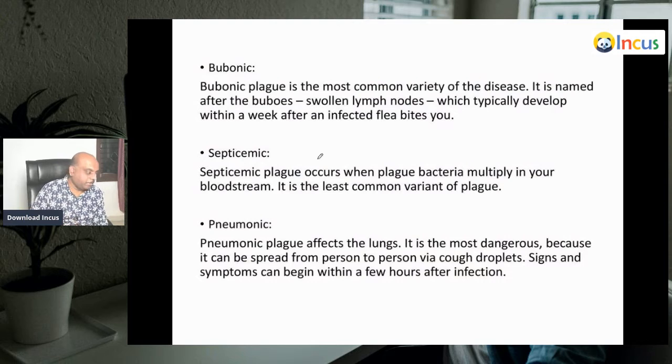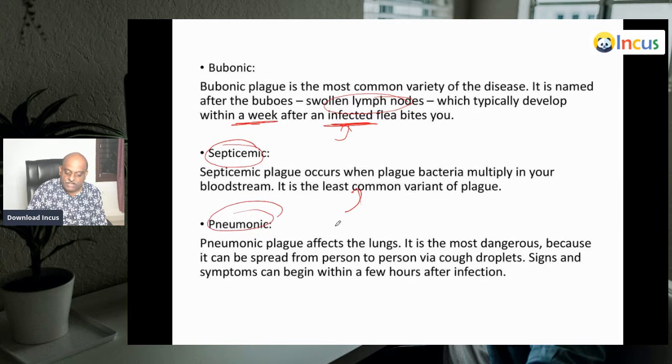Bubonic plague is the most common type of the plague, is what you need to remember. Bubonic plague: there will be swollen lymph nodes within a week from infected flea bites. Septicemic is least common. Pneumonic affects lungs, most dangerous, and symptoms within few hours after infection.